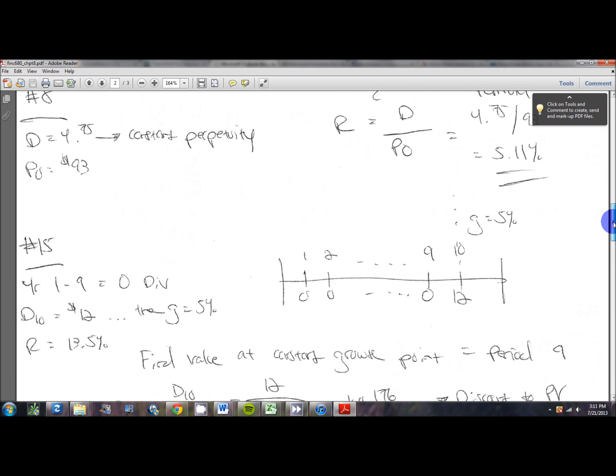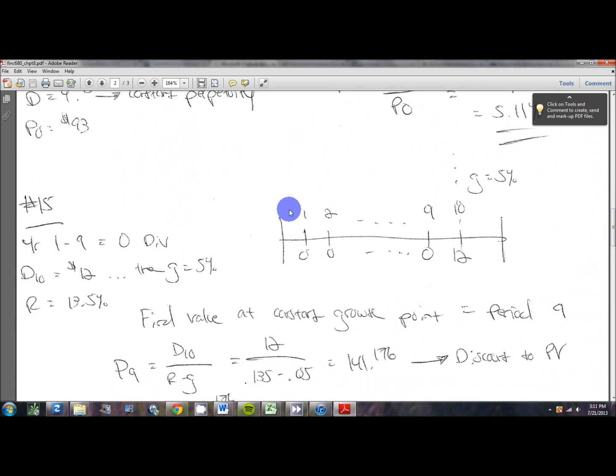I wanted to go ahead and get a video done on a Chapter 8 problem, and I thought number 15 would be a good problem to go through. It was either going to be 15 or 17, and we spend a lot of time in class working through those non-constant growth problems, so I didn't want to do 17. I wanted to do number 15 because it's a fairly simple problem once you understand how to set it up correctly.